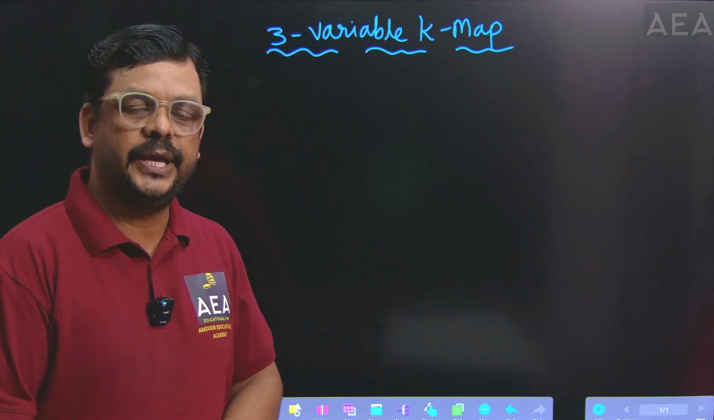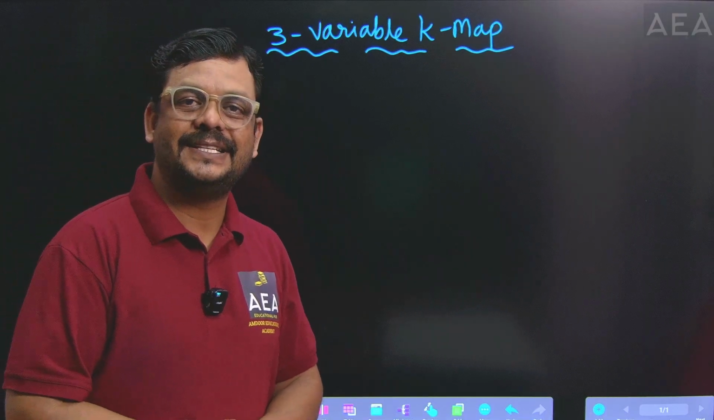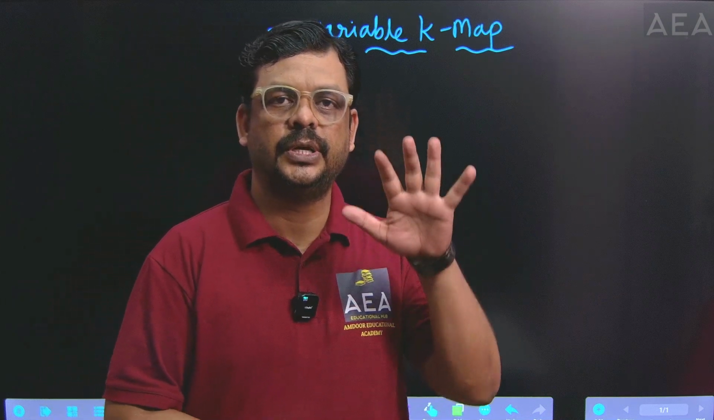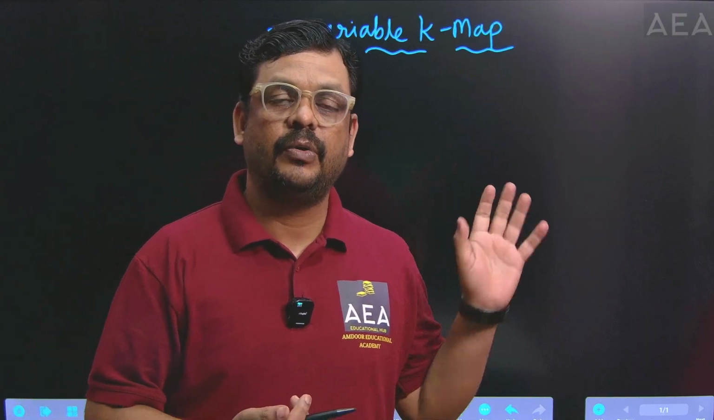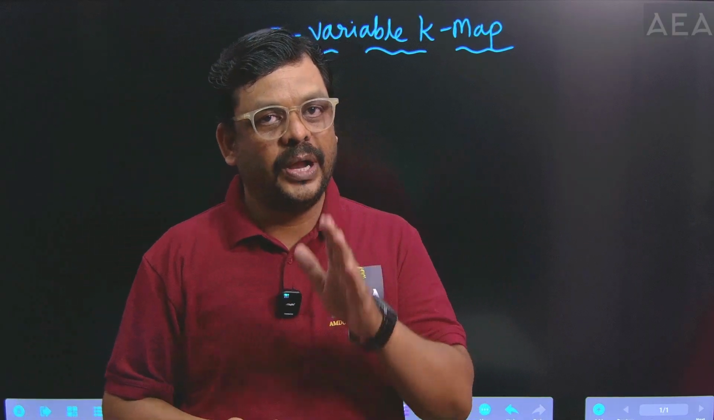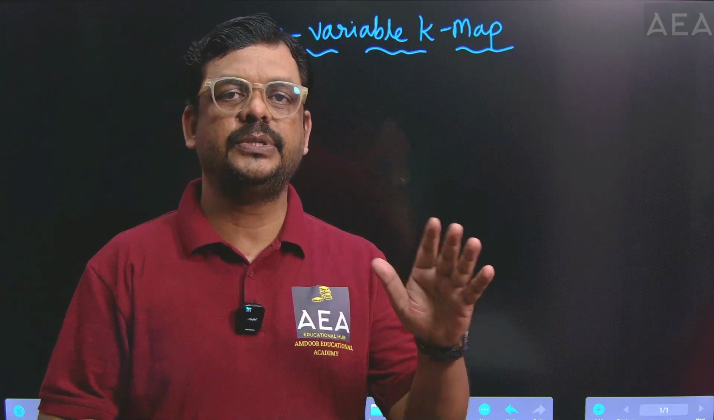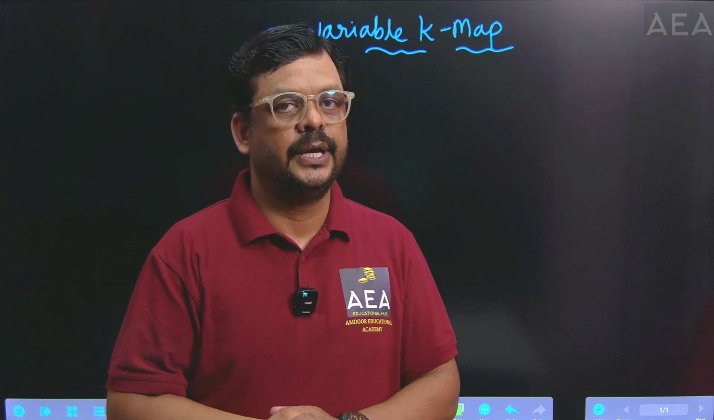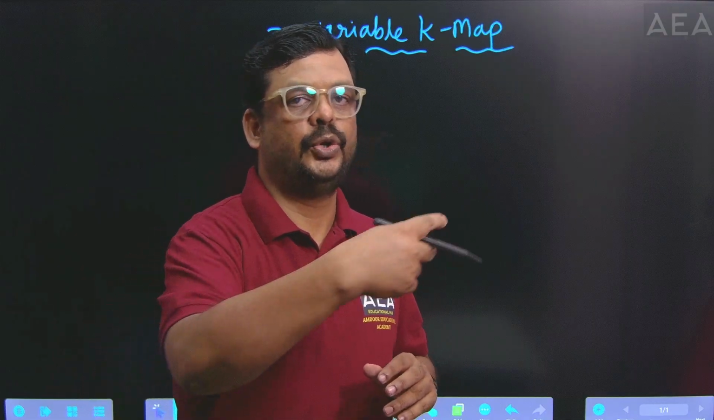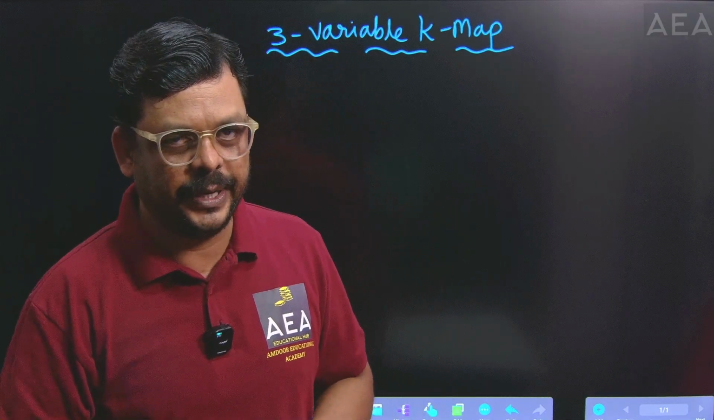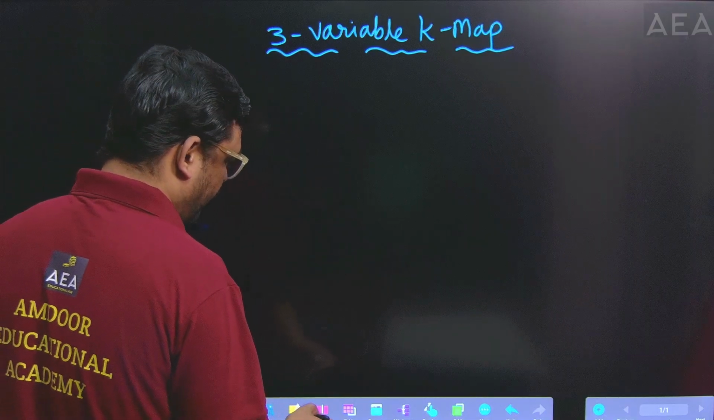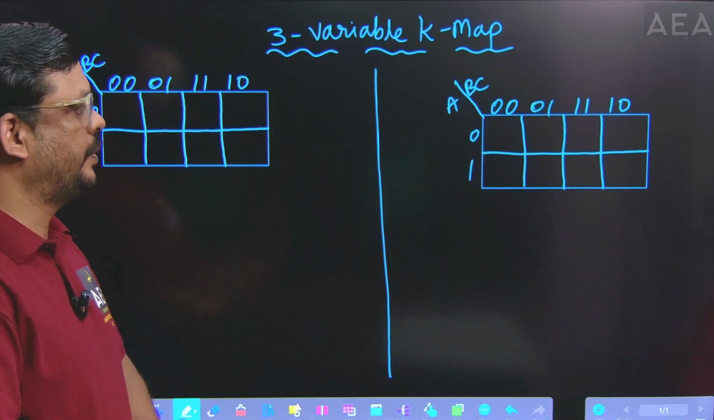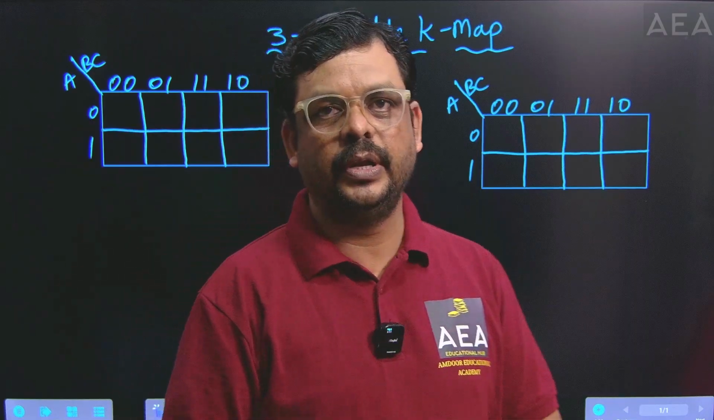It has totally 8 cells. These 8 cells are arranged in 2 rows and 4 columns, or 4 rows and 2 columns. Either one we can take. And from now onwards, I will take one variable on the row side and 2 variables on the column side. So that means I will take completely a 2 row and 4 column representation. First of all, I will draw one simple Karnaugh map. This is the three variable K-map representation.